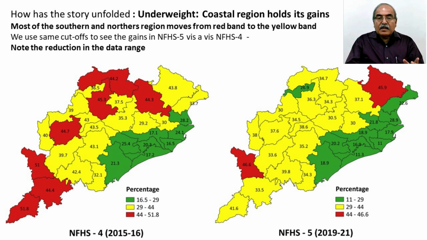But the other interesting thing to see is the change in the data range. It has changed from 16.5 at the lower end and 51.8 at the higher end. In NFHS 5, it comes down to 11 at the lower end and 46.6 at the higher end. That means we are seeing a reduction across the spectrum.